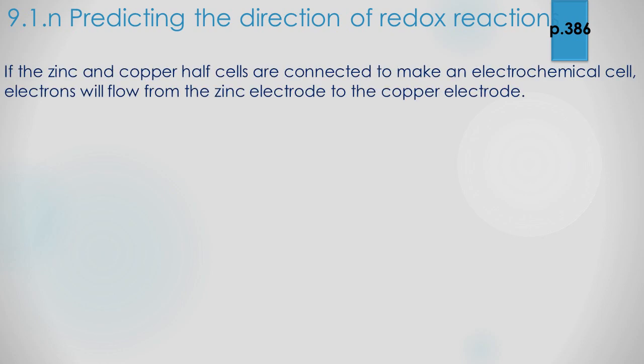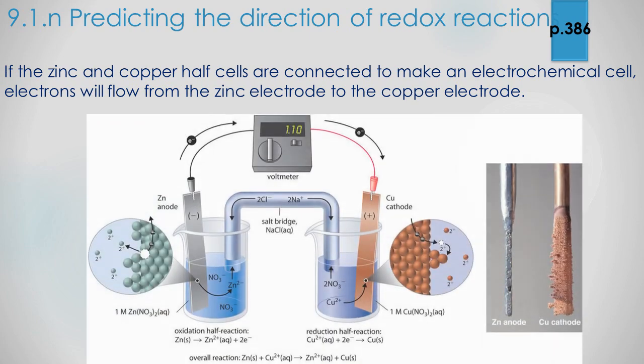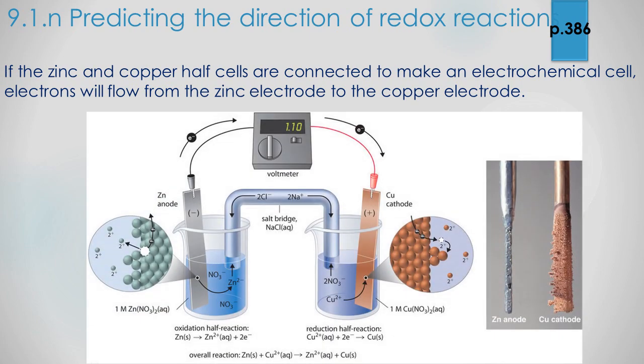If the zinc and copper half cells are connected to make an electrochemical cell, electrons will flow from the zinc to the copper electrode. Because zinc is more reactive, it can be oxidized more easily than copper can be oxidized. So therefore, zinc is losing 2 electrons. The electrons are moving through the wires to the Cu. If you connect a high resistance voltmeter, then the EMF of the cell can be measured. The E of the cell can be measured, which is plus 1.1 volts. Of course, the salt bridge, as we discussed before, is used to maintain the electrical neutrality of the cell and to complete the circuit.